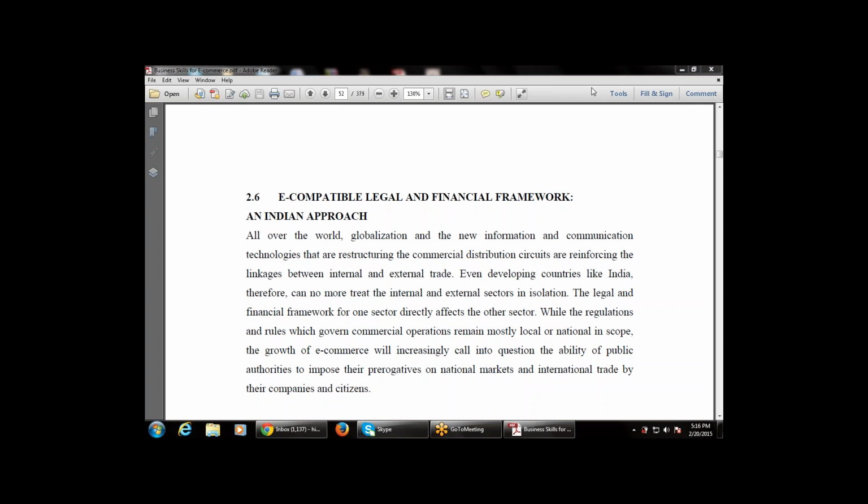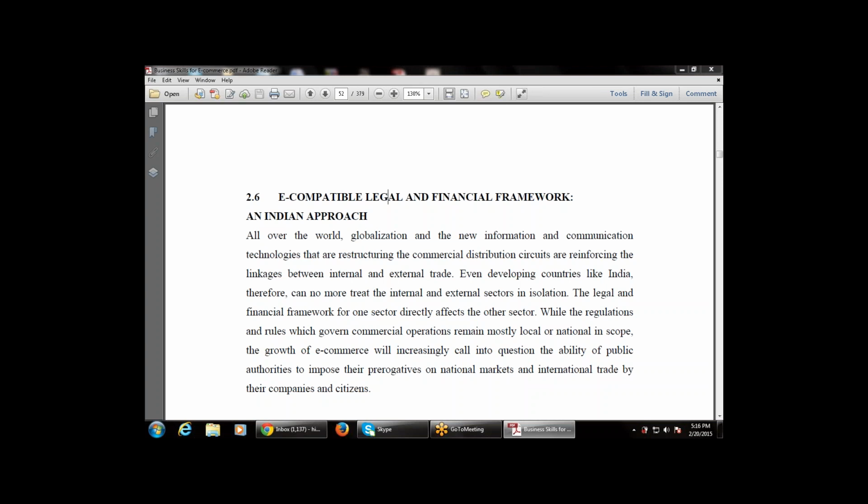So this is the next topic, the e-compatible legal and financial framework. That is, what are the legal issues and financial issues that are compatible with e-commerce. First of all, there is the Indian approach. So this is the first approach. What India thinks about the e-compatible legal and financial frameworks.